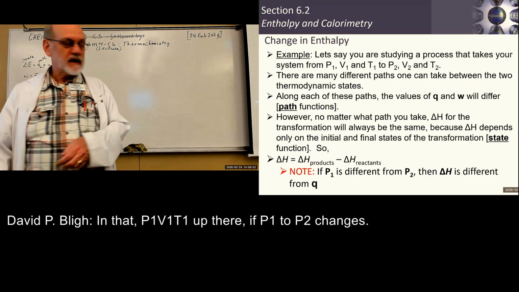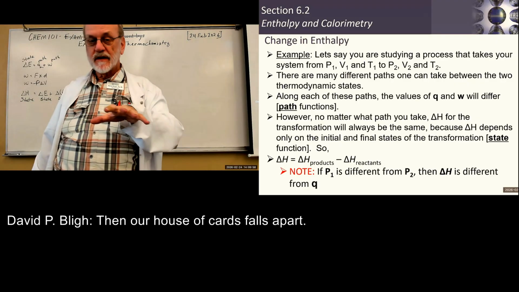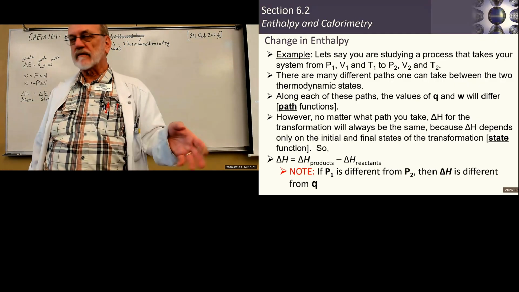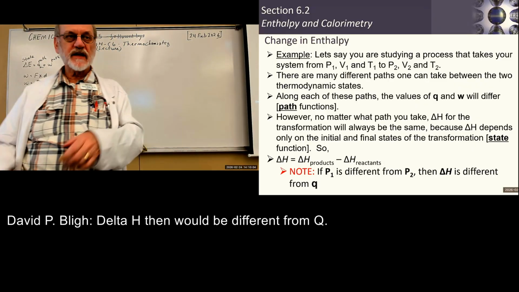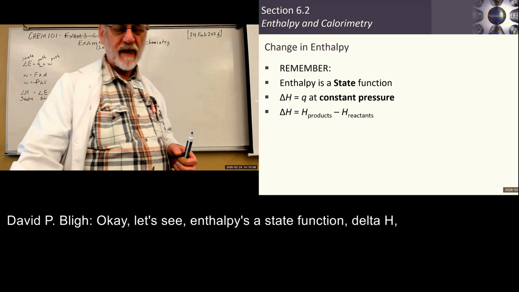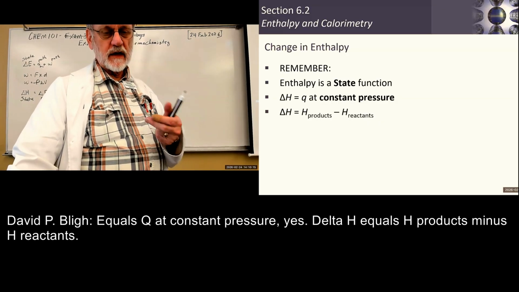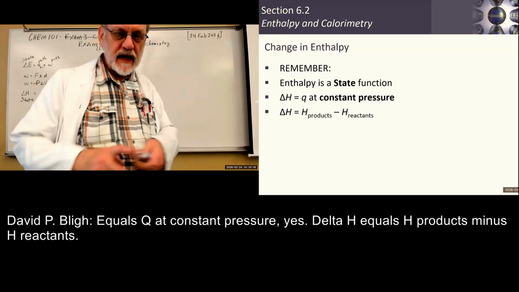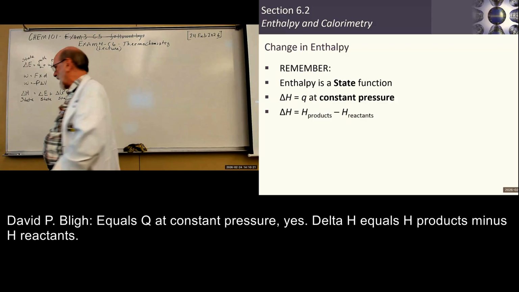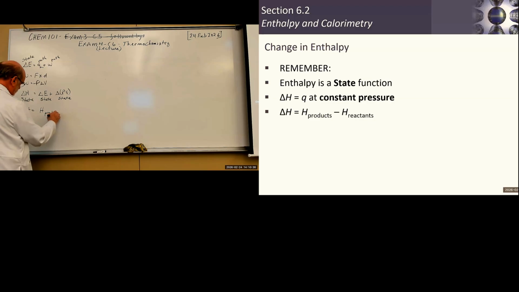Oh, that's a good point. In that P1, V1, T1 up there, if P1 to P2 changes, then our house of cards falls apart. Delta H then would be different from Q. Okay. Enthalpy is a state function. Delta H equals Q at constant pressure. Yes. Delta H equals H products minus H reactants.